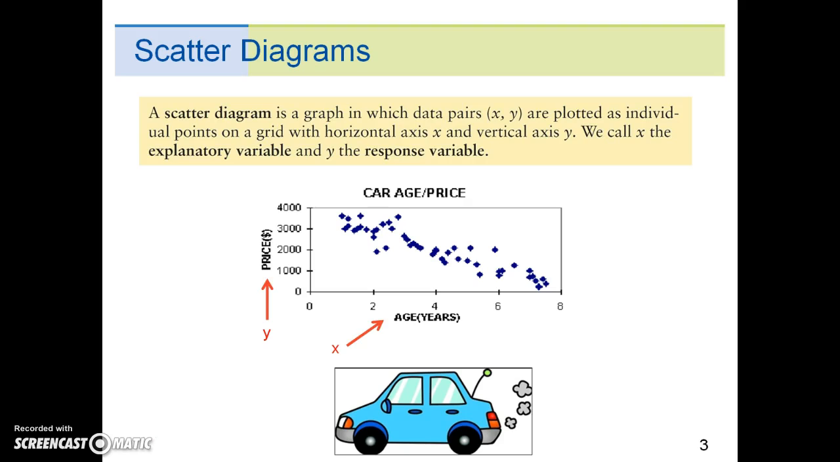In this example, X is the age in years and Y is the price in dollars. By looking at a scatter diagram of data pairs, you can observe whether there seems to be a linear relationship between the X and Y values. In general, we can see a downward trend, which implies that the price of a car decreases with time.